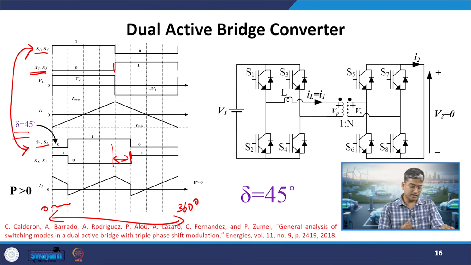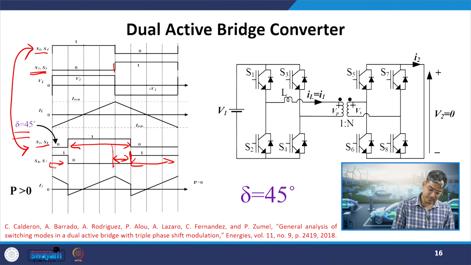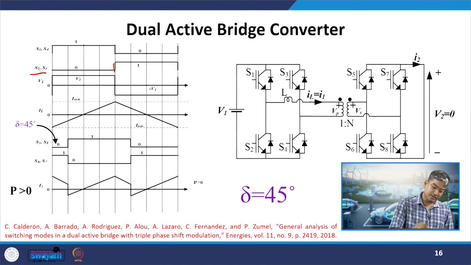Still here, if I observe, they are having a conduction time or duty ratio of 50%. Why? If you see the turn on time, it is still 4 divisions, and for the next 4 divisions it is off. Similarly, S6 and S7 are also on for 4 divisions, and for the next 4 divisions they are off. So, what change have we done from the previous case? We have just delayed the secondary side bridge operation by 45 degrees.